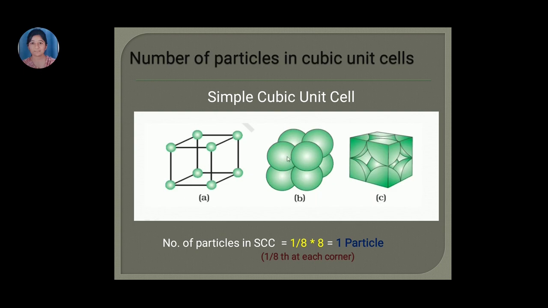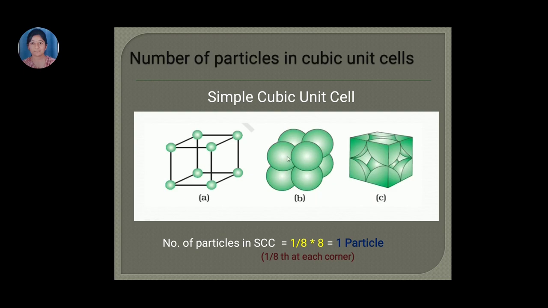We have seen the types of unit cells, that is simple cubic unit cell, body centered unit cell, and face centered unit cell. So today we'll learn about the number of particles in cubic unit cells. That means when we consider a cubic unit cell, how many particles are present in it? Particle will mean atoms, molecules or ions. So in a unit cell how many particles are present, that we'll be dealing with in this concept.